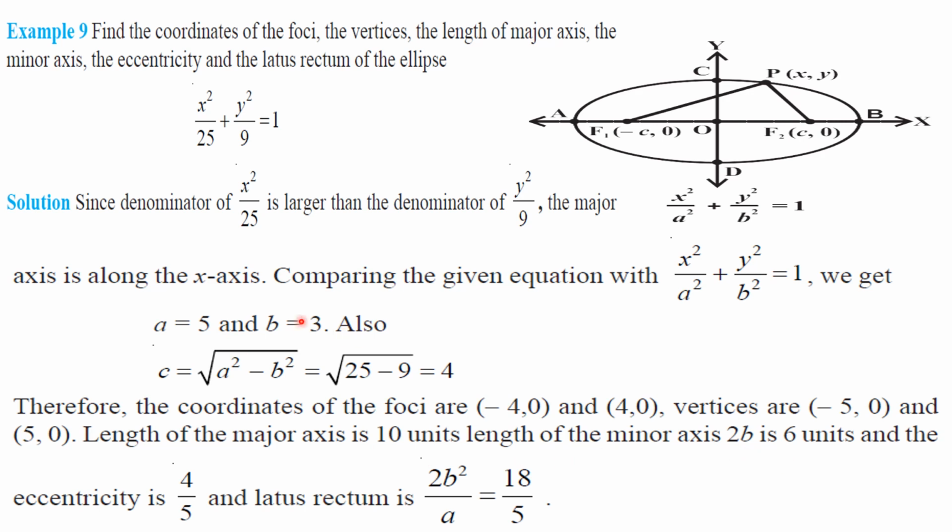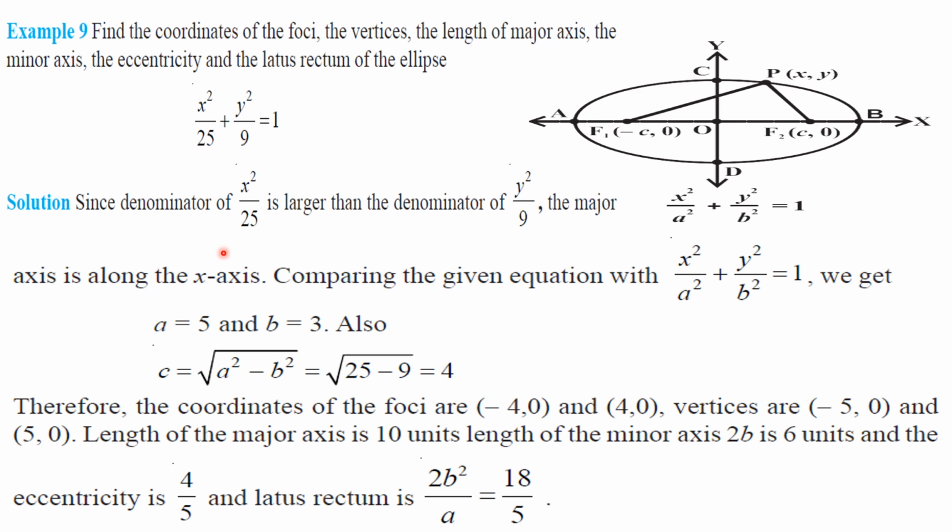So 2 into, what is the value of b here? 3. So 2 into 3, 6 units. Understood this point, my children? Right. And the eccentricity is equal to, do you remember the formula, my children?